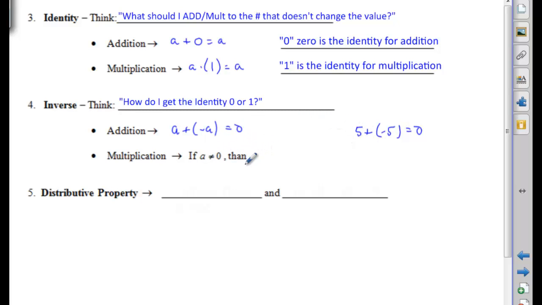Multiplication, as long as A is not equal to 0, we're going to go A times something, and we need to get 1. Hopefully most of you are thinking, if I just divide by A, I get 1. So multiply by 1 over A. So if I have 5 times something equals 1, we're going to take what we call the reciprocal, multiply it, and get 1.